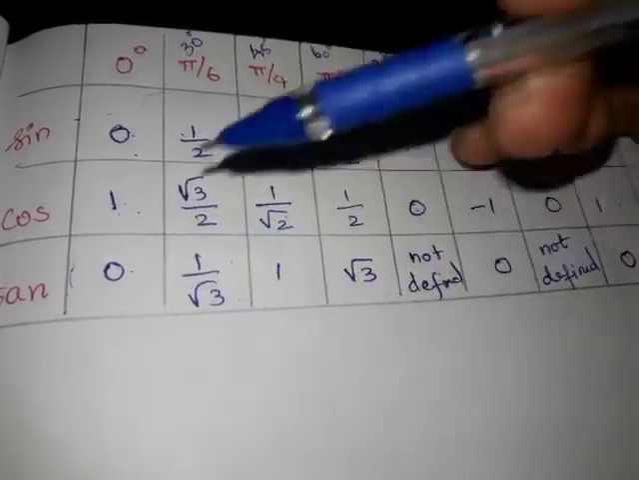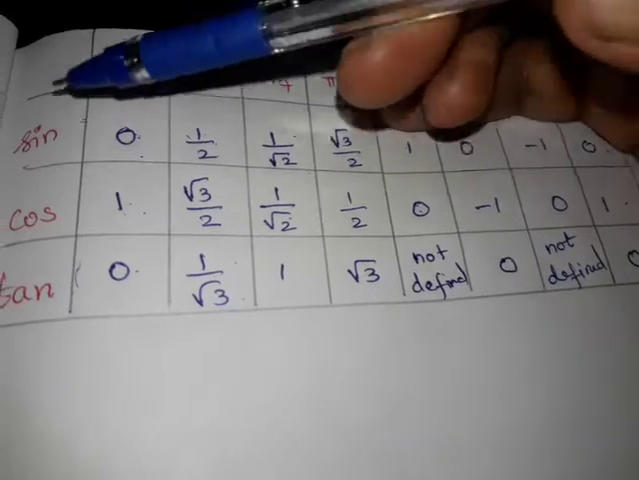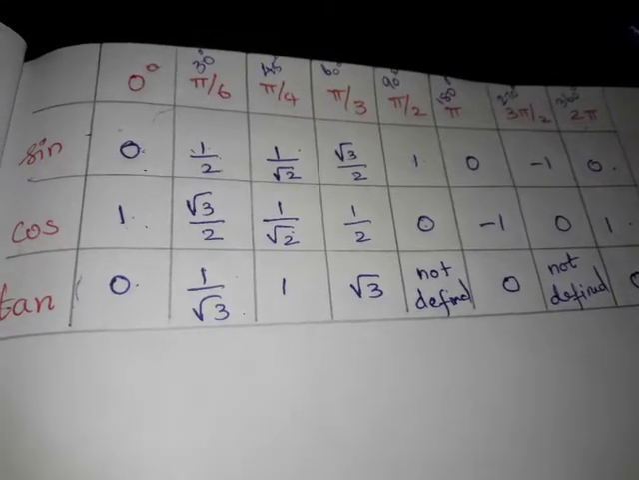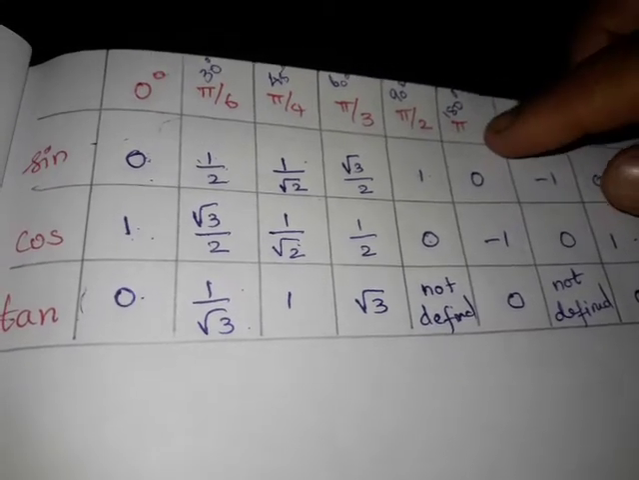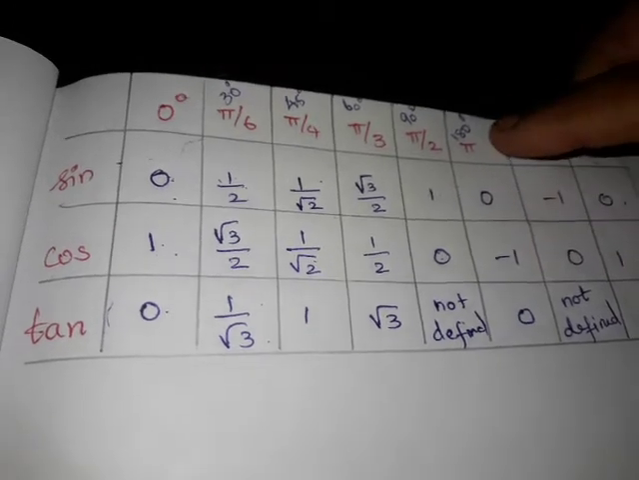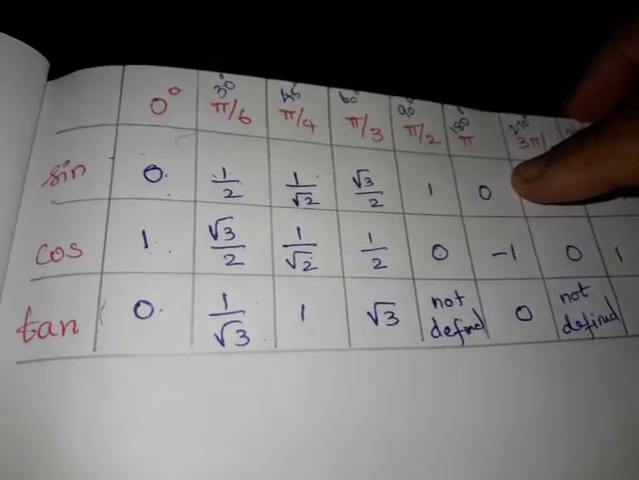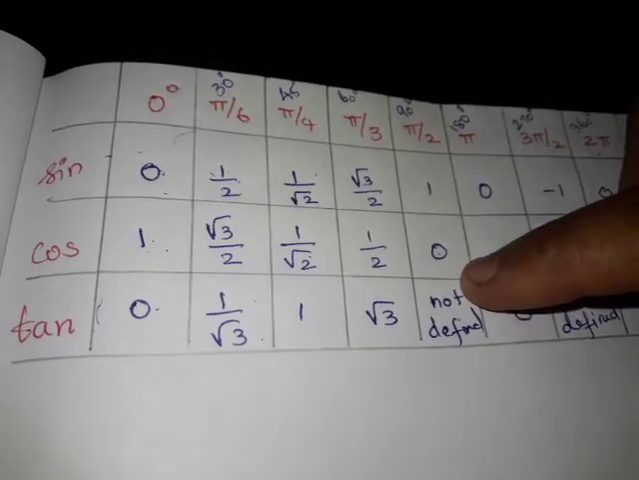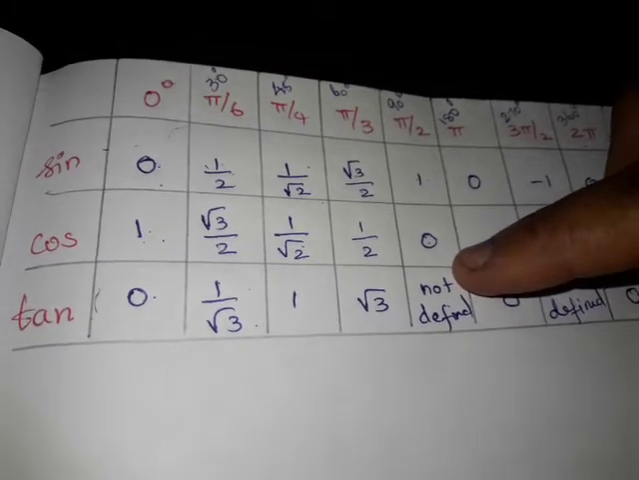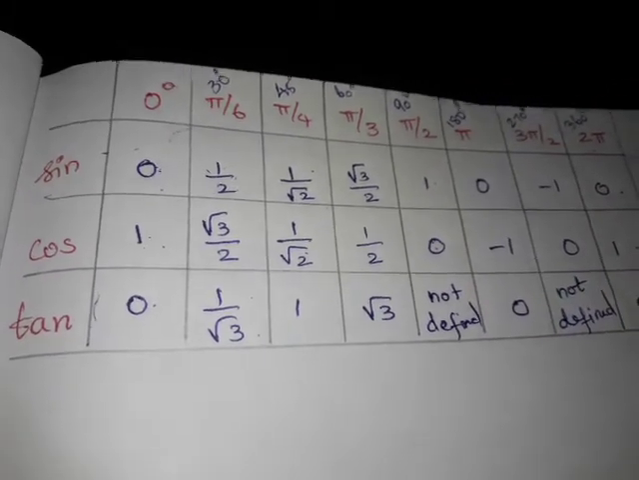Cos 0 is 1, so cos 2 pi is also 1. Tan 0 is 0, therefore tan 2 pi is also 0. And we have also seen the sine value will remain 0 during the integral multiples of pi. Therefore, sin pi is 0, right? And we have seen cos value will become 0 during the odd integral multiples of pi by 2. That's why for 3 pi by 2 the cos value is 0, and even for 1 pi by 2. Pi by 2 means 1 time pi by 2, right? That is also 0, right?